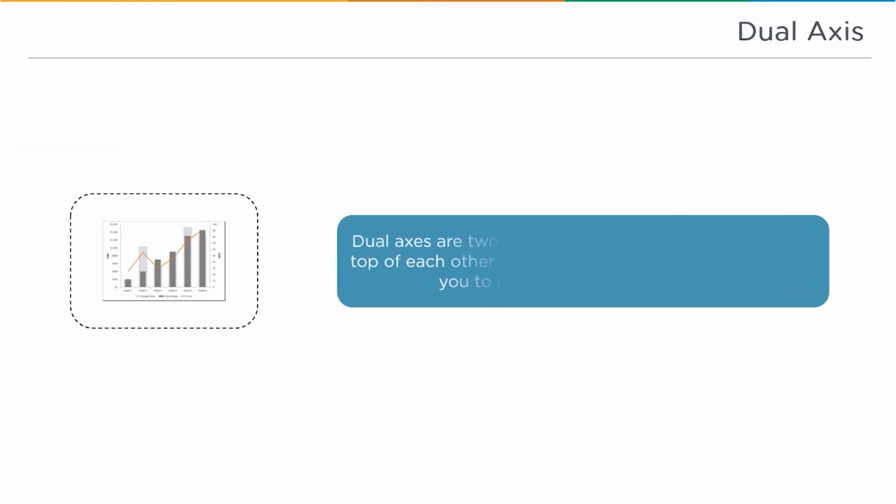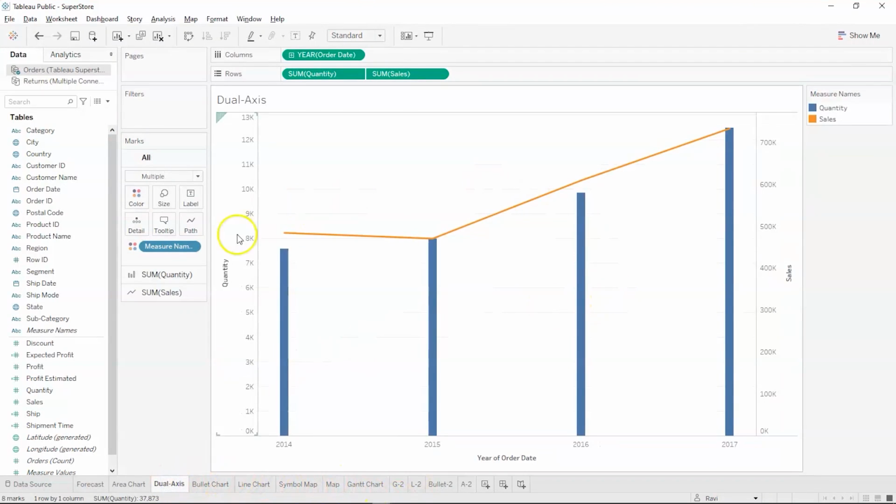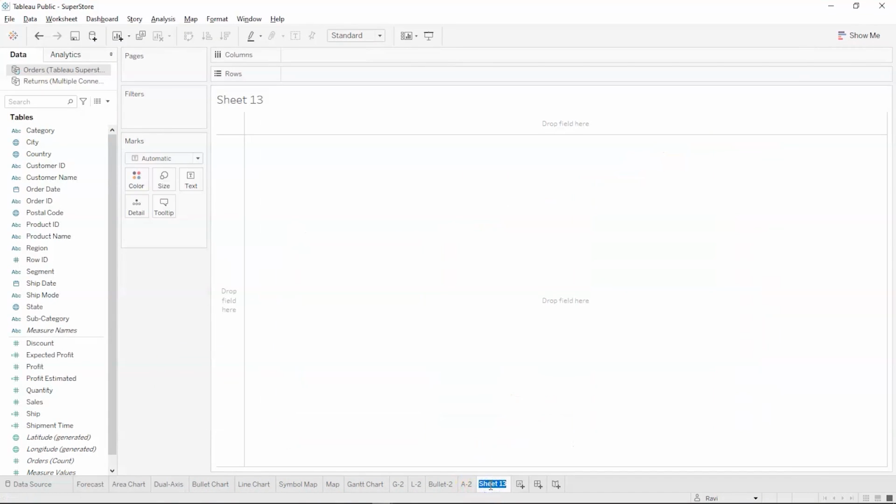So what exactly is a dual axis chart? A typical dual axis chart looks something like this. Dual axes are 2 independent axes that are layered on top of each other. According to Tableau, dual axes allow you to compare multiple measures. Now let's get back to Tableau and try to create a typical dual axis chart. So a typical dual axis chart looks something like this. Now let's try to recreate this one. Create a new sheet, D2.